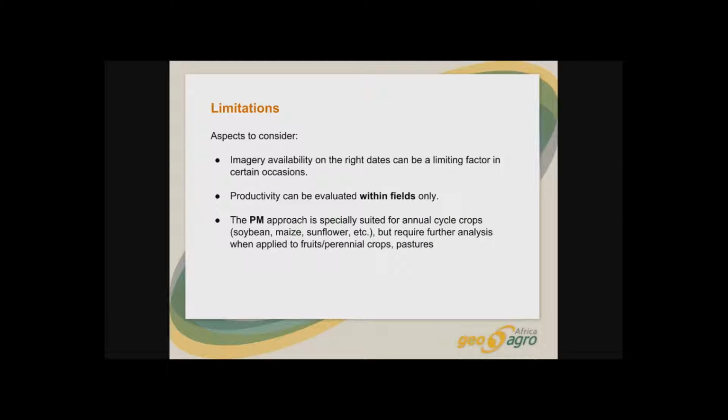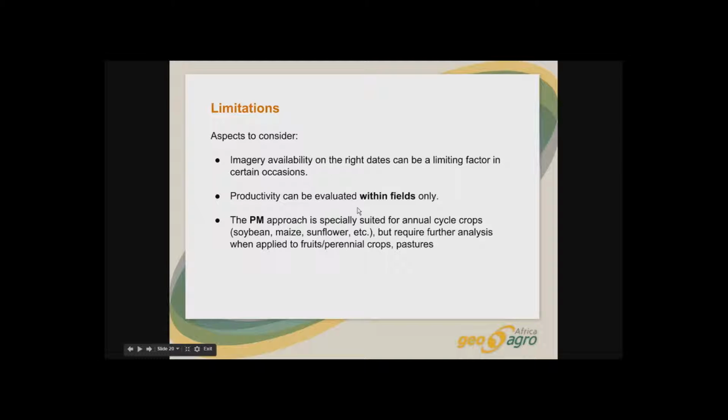Now, some limitations to keep in mind. First, imagery availability on the right dates can be a limiting factor on certain occasions, maybe in those areas that are very cloudy. What we do is we look into commercial archives as well. Basically, as was mentioned in the first session, we mainly use Landsat 8 images, which is a public image bank. And when there are no images available, then we use commercial images such as RapidEye or Deimos or Spot that you maybe have heard of. So imagery availability has to be kept in mind, that you need to have images on the right dates.